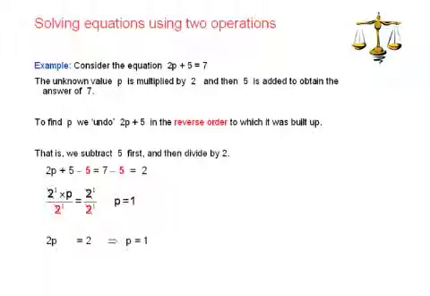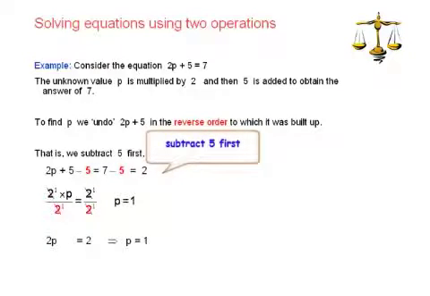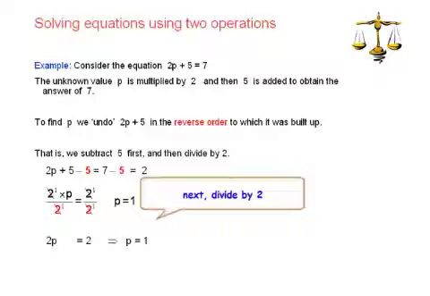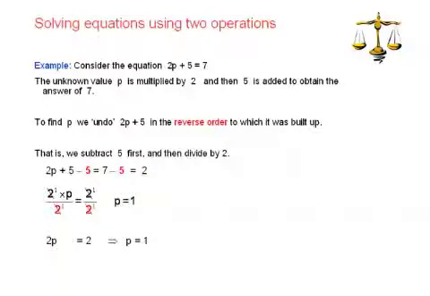So let's subtract 5 first. 2p plus 5 minus 5 equals 7 minus 5, which gives us 2. Then let's divide by 2. Notice we're doing it on both sides of the equation. 2 times p over 2 equals 2 over 2. The right hand side is now 1 because we cancel the 2, top and bottom. So 2p equals 2, then p equals 1.